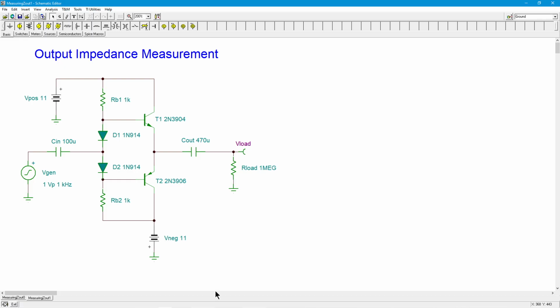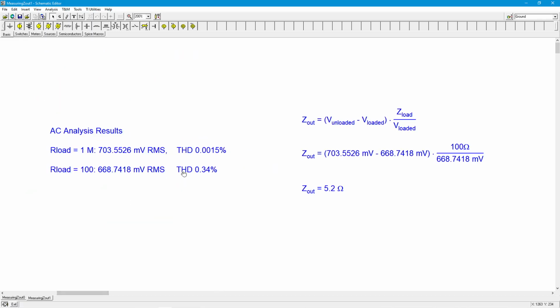So I've written these down, and here's our results, okay? With the open circuit case, actually 1 meg, we got 703 and change millivolts. The distortion was vanishingly small, 0.0015%. The R load being 100 ohms, we got a smaller potential, 668.7. THD is a bit larger, but still not terrible, 0.34%.